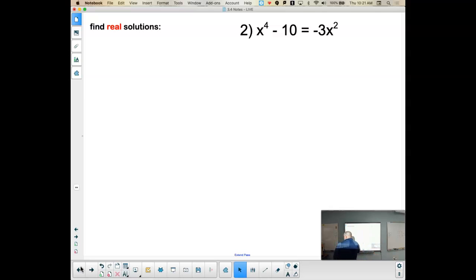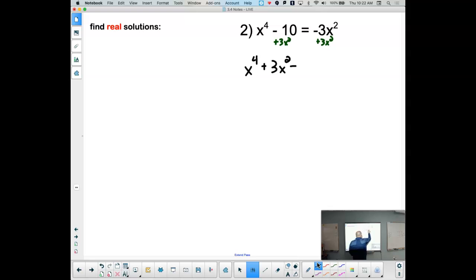Here we go. So first step, we've got to get it equal to 0. So I am going to add 3x squared to both sides. That's going to give me x to the 4th power plus 3x squared minus 10 equaling 0.